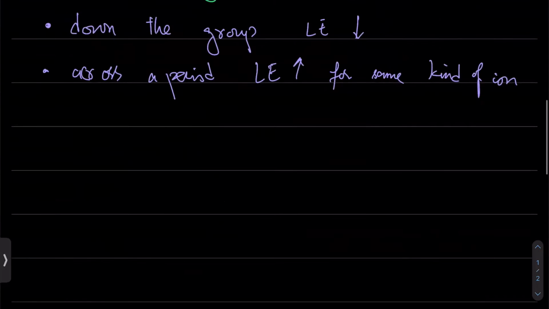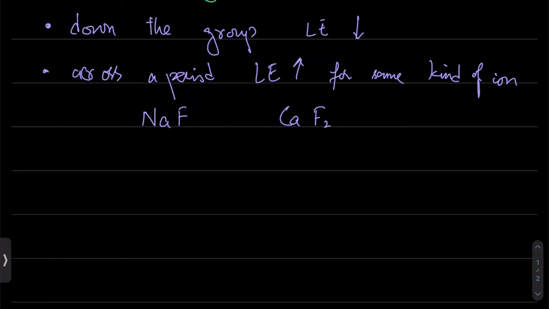So for example, let's say I want to compare NaF and CaF2. Which one do you think will have a higher lattice enthalpy? For that to be compared, you need to make sure that something is the same in them. So over here, fluorine is the same for both of them, which gives us something constant so that you can focus on sodium and calcium. The comparison will be between their charge densities and how that affects the lattice enthalpy, because fluorine's contribution is roughly the same.